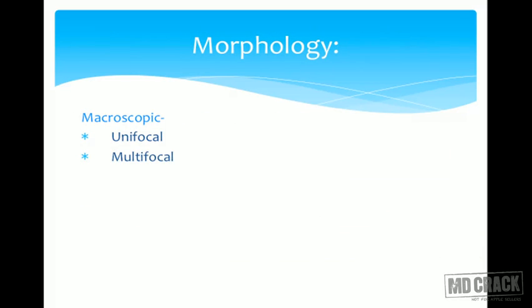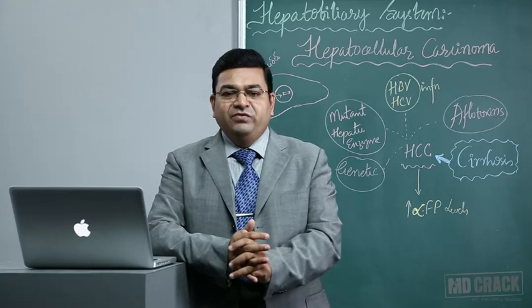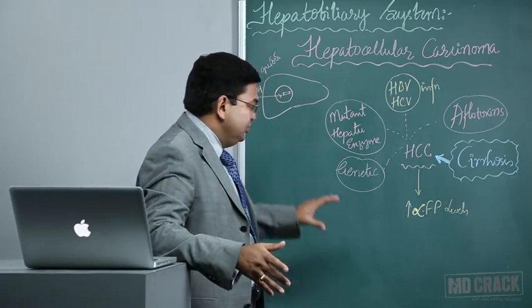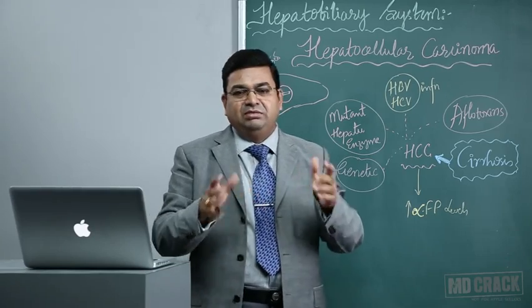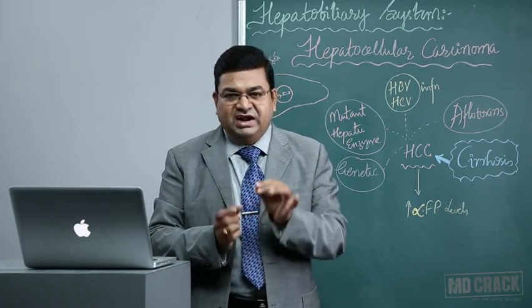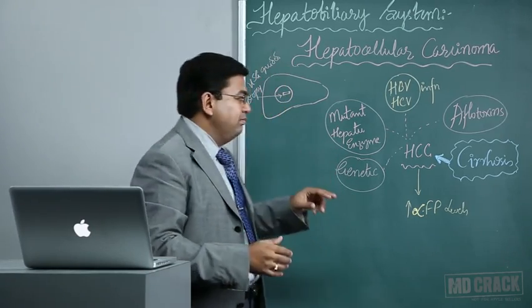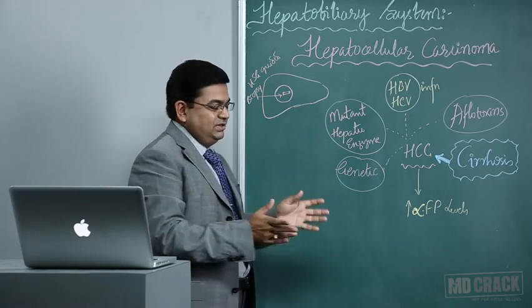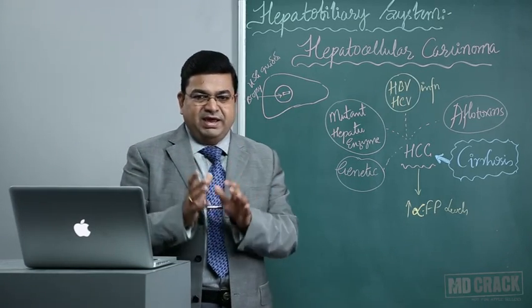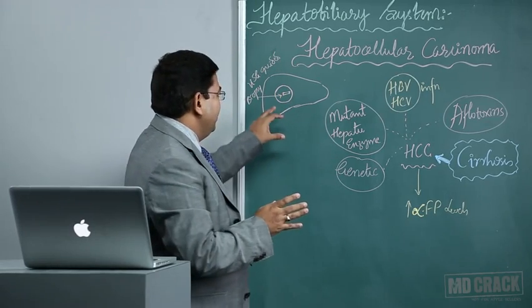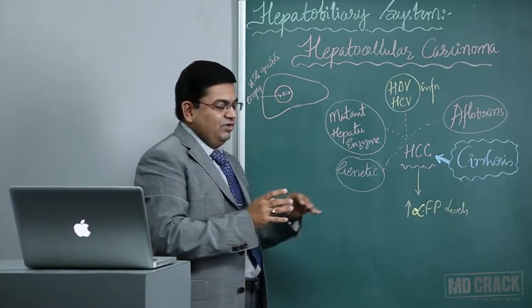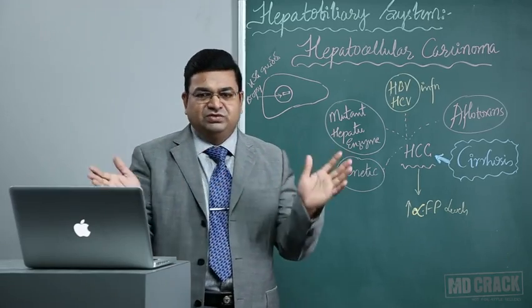What we see in gross examination is either unifocal or multifocal, or sometimes diffusely infiltrative. Unifocal in the sense the tumor will be only a single lesion, and such a lesion can mimic so many entities. So it is an ultrasound guided or CT guided biopsy. Sometimes even aspiration will come to help. So it's a biopsy which will prove the diagnosis. So if it is unifocal, you have to hit that particular area. Multifocal, and sometimes it could be diffusely infiltrative.